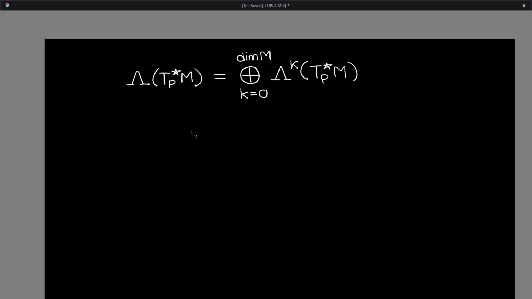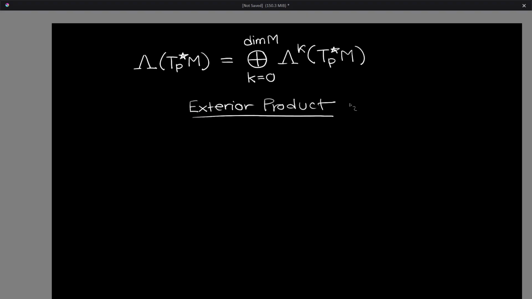So if you're observant, you maybe have realized that the tensor product is going to take us out of the space because the tensor product doesn't care whether an element is symmetric or antisymmetric or anything. So we need to come up with a product that will preserve our antisymmetry. So we're going to call that the exterior product. It's also called the wedge product because that's what it's usually denoted by, a wedge.